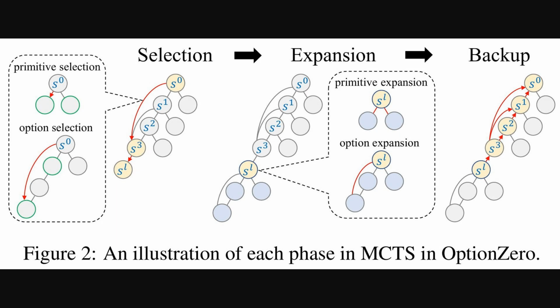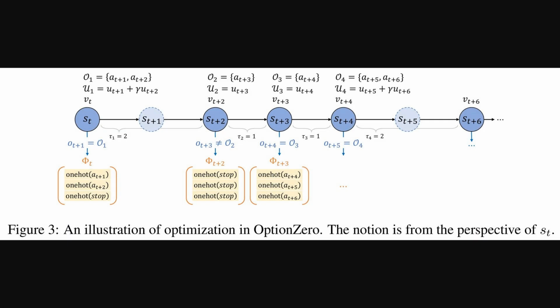Building on that option network idea, this next figure breaks down the modified Monte Carlo tree search process used in OptionZero. Alright, you see the selection, expansion, and backup phases. The key thing here is how it explicitly shows choosing between a single primitive action or an entire learned option sequence. This allows the search to potentially go much deeper by simulating the option directly, improving planning efficiency as mentioned earlier.